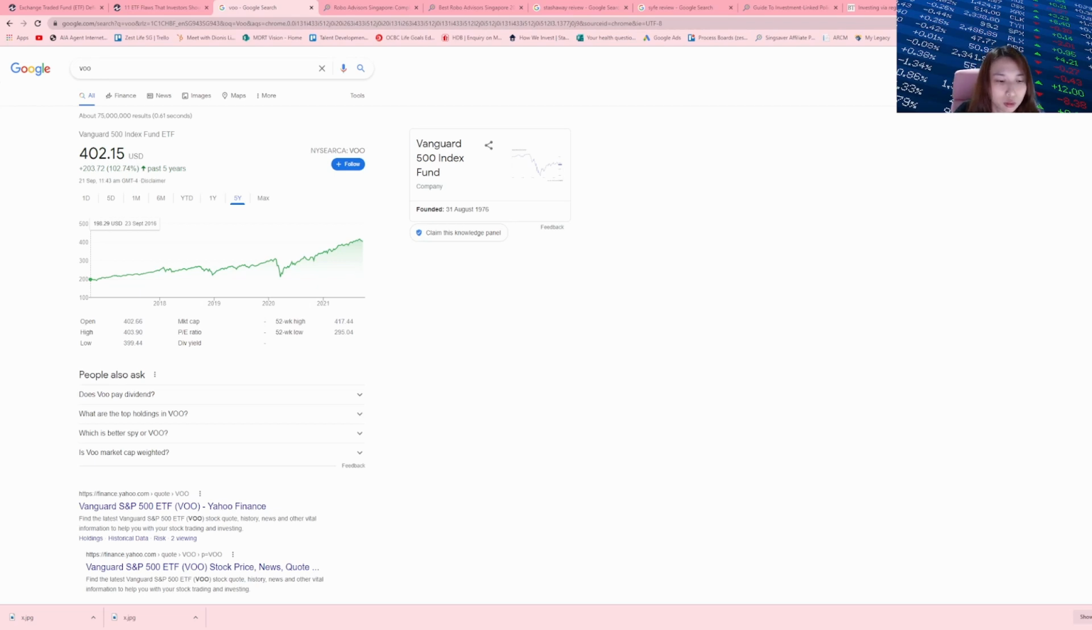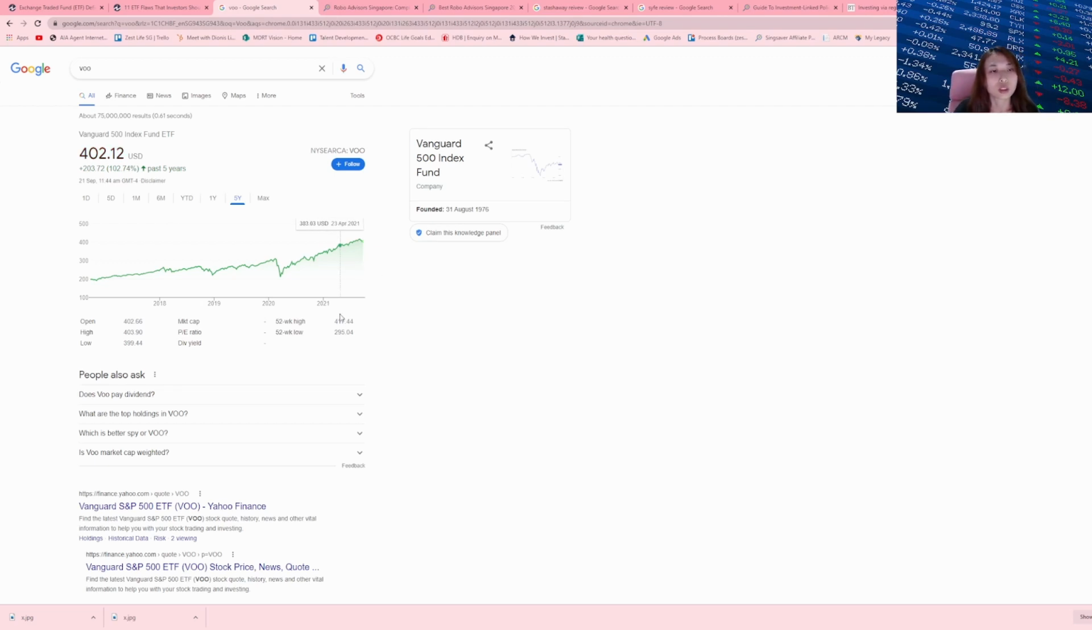Vanguard 500. If you just look at the graph for Vanguard 500, if you had invested at the start of the year, which is now in September, you would have been at $300. Investing until now, you will be at $400. So basically, you earn a 30% return. But actually not every year is a 30% return. If you look at the 5-year average, 5 years ago it was $200, and now it's $400.